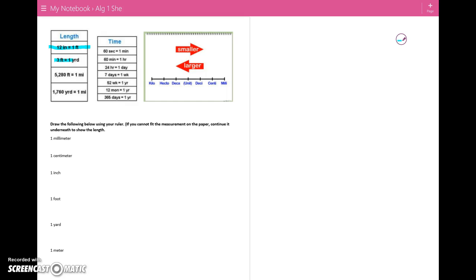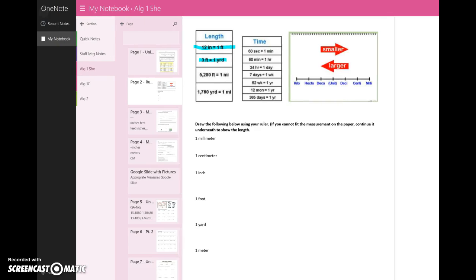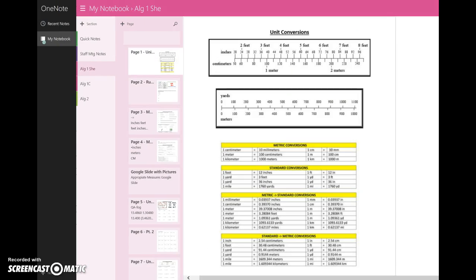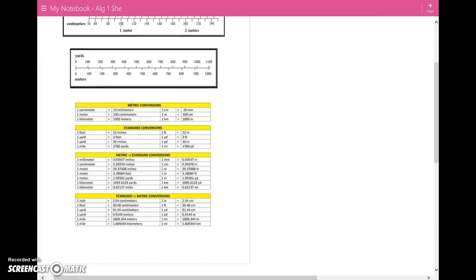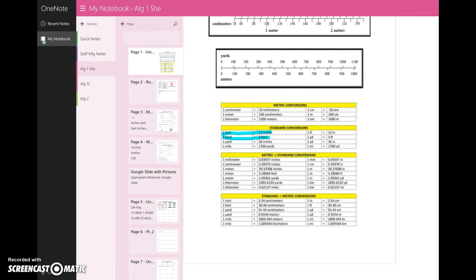And then the next one says there's 3 feet in 1 yard. And if you go back to the next page before that, it also tells you some more information. It tells you the same thing right there. Okay? So make sure we use those charts to help you answer these problems. Okay? So let's go back to our other page.